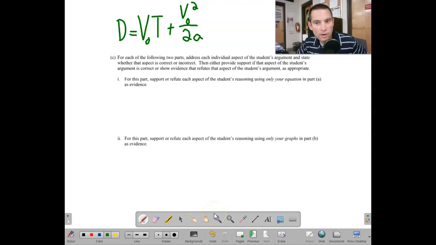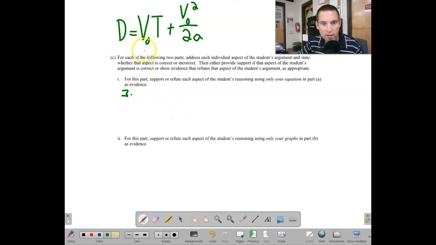All right, so now we're going back to those student arguments for part C. So we need to reference this equation. If you haven't read the question yet, pause it now, go back and read it. But we're supporting or refuting each aspect of the student's reasoning using only our equation. So let's start with number 3 because I thought that was the most outrageous.